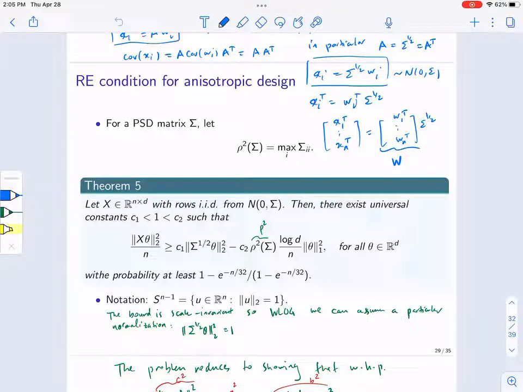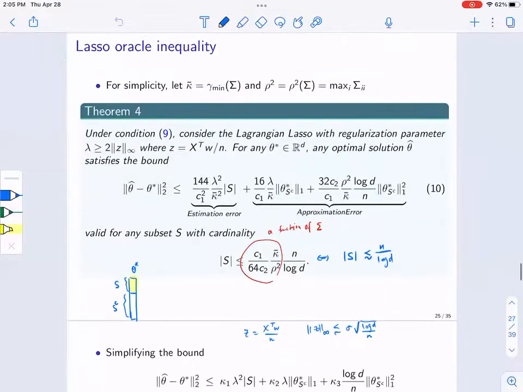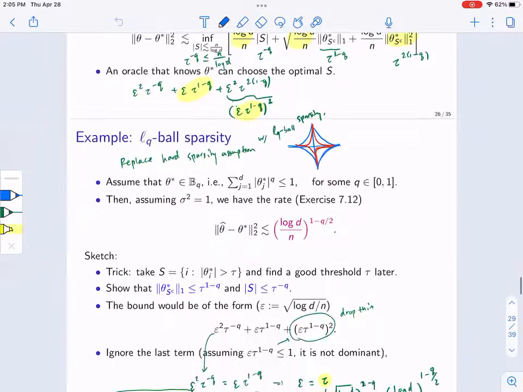if this holds, for example, you have the RE condition for subset S for which n is bigger than S log D, where S is the number of non-zero elements, or the cardinality of the set. But we also saw that this is useful to prove things like oracle inequalities, where you remove the assumption that theta star is sparse, and then you can analyze more general structures like the LQ ball sparsity.